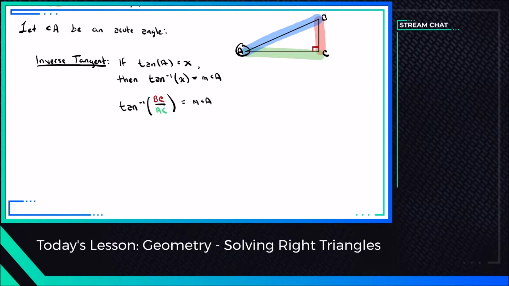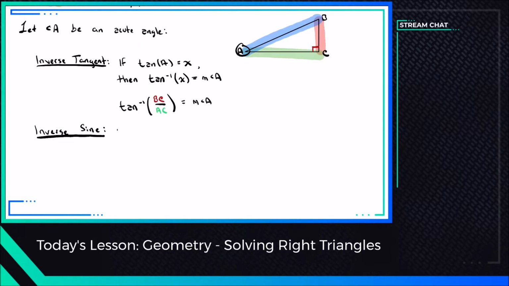Likewise, we can have what is called an inverse sine. So it's going to be the same exact thing, except instead of working with a tangent ratio, we're going to be working with a sine ratio. Oops, sorry, I forgot to unplug my headset.